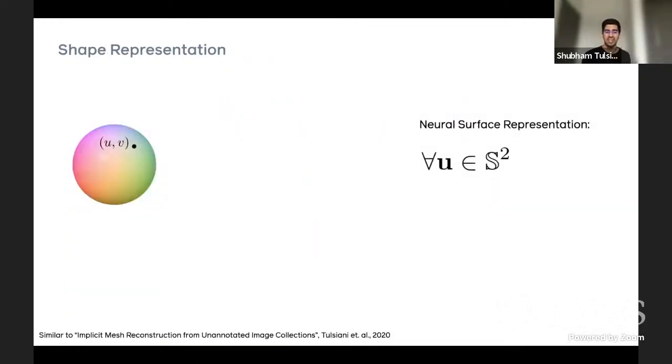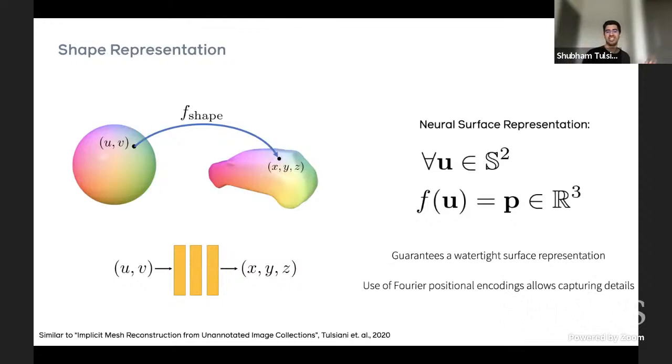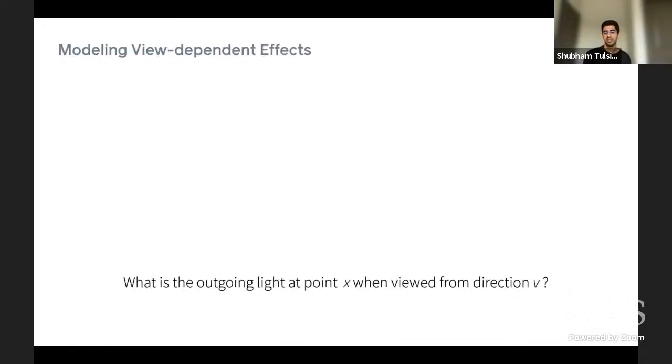I'll maybe also just gloss over some of the details, but the shape representation that we use is essentially a neurally deformed sphere. This gives us some nice properties: it's a watertight surface, and similar to neural radiance fields, we use position encodings to allow capturing some high-level details, such as the side view mirrors. And the more interesting aspect of the work, I'd argue, is how we model view-dependent effects.